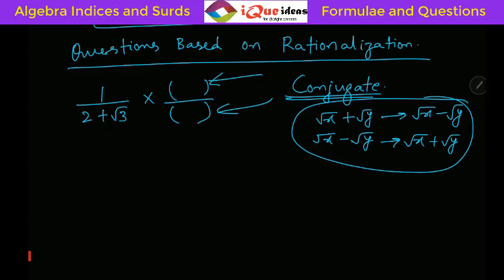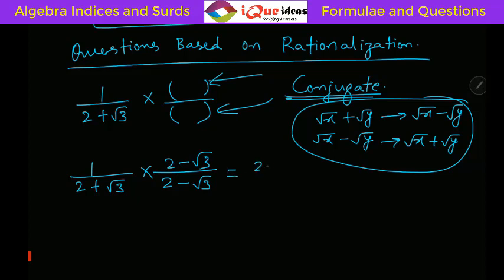Similarly, for root x minus root y, the conjugate will be root x plus root y. You have to change the sign of only one of them. So for example, in this question, if it is 1 upon 2 plus root 3, then we have to multiply by the conjugate of 2 plus root 3, which will be 2 minus root 3. So in numerator and denominator, both we multiply by 2 minus root 3.